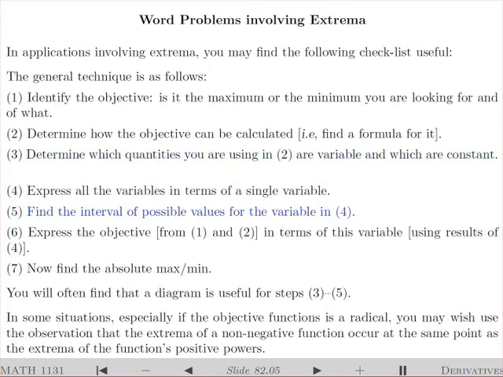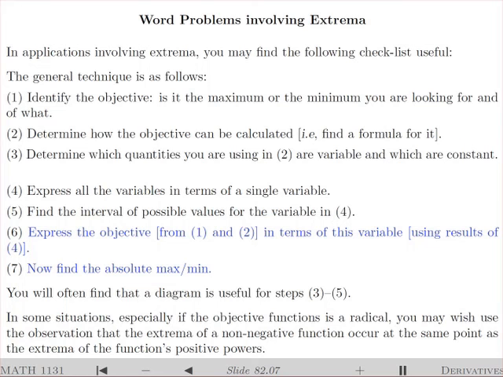Now for the variable, we want to find the interval of possible values. Going back to items 2 and 4, we want to express the objective in terms of the single variable that we settled on in 4. So now we have a situation where we have a function of a single variable, an interval, and we find the absolute maximum or minimum. In geometric problems, you want to draw a diagram. There's one final trick of the trade that might be useful.